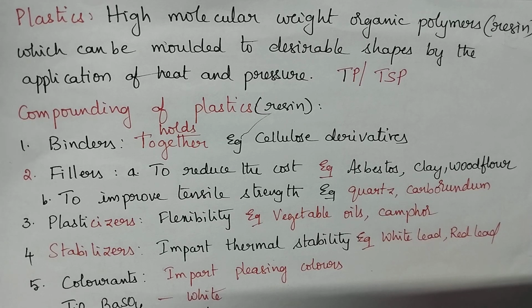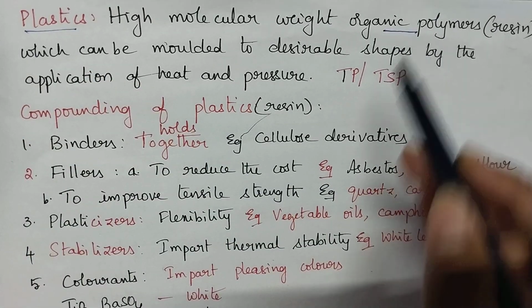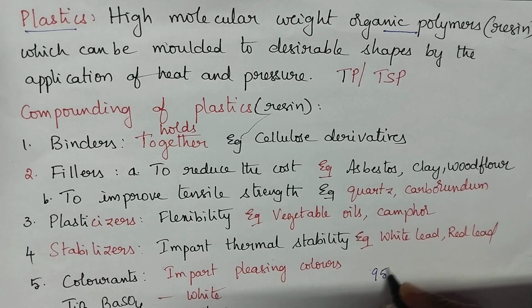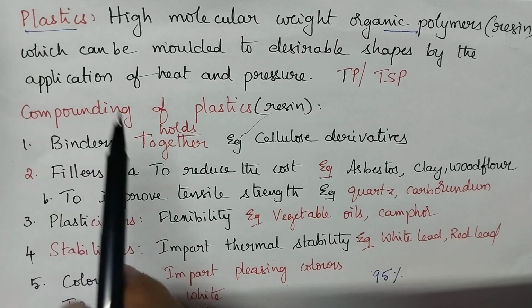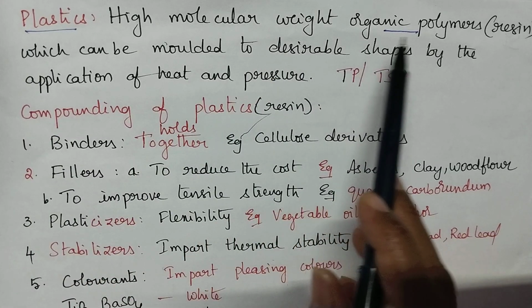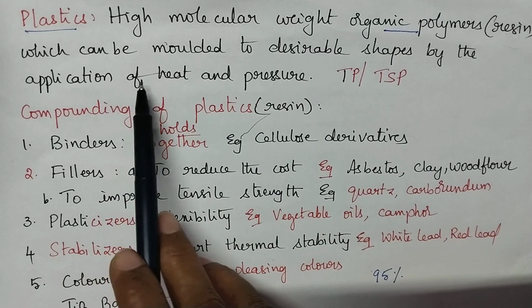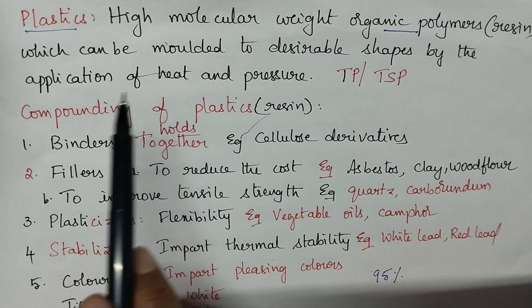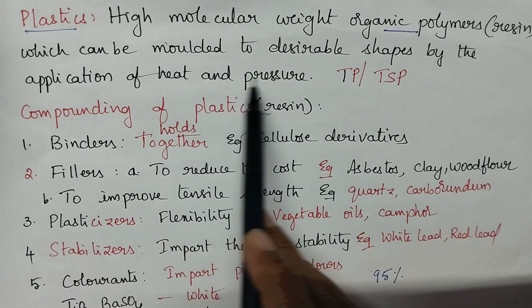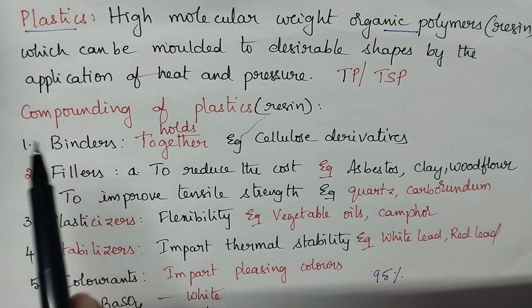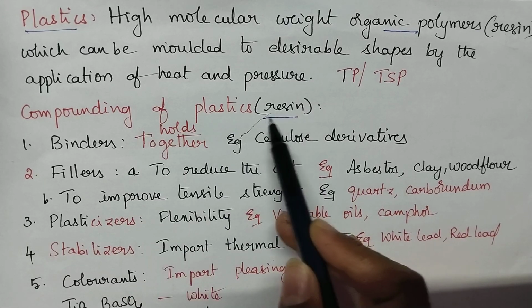Let us discuss in brief about the plastics. Plastics are completely organic polymers. Generally, 95% of polymers are organic in nature. Coming to the plastics, they are high molecular weight organic polymers which can be molded to desirable shapes by the application of heat and pressure. So, the materials which can be molded to any shape simply by applying heat and pressure are called plastics. In general, the raw plastic is very soft in nature and it can be called the resin.